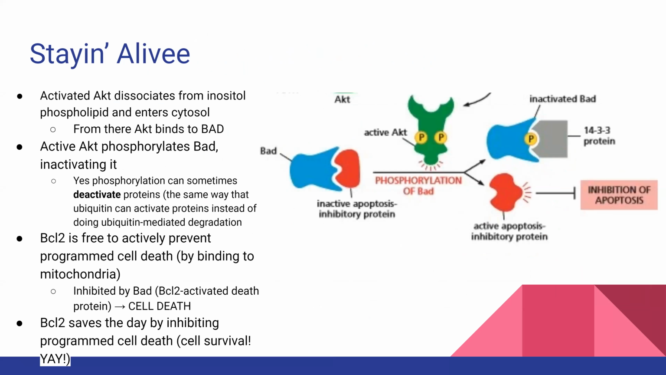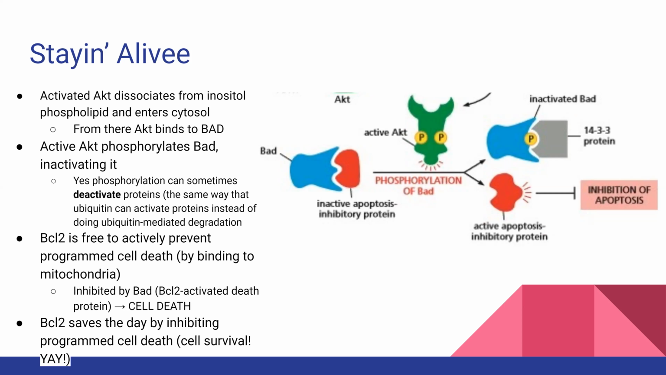Okay, so once you have your active AKT, you can see that the PK1 and PK2 have phosphorylated it and made it active because you see the two yellow phosphates on it. So then your active AKT dissociates from the inositol phospholipid, like we said, enters the cytosol. Then inside the cytosol, AKT is going to bind to BAD. And BAD is a protein in the cytosol.